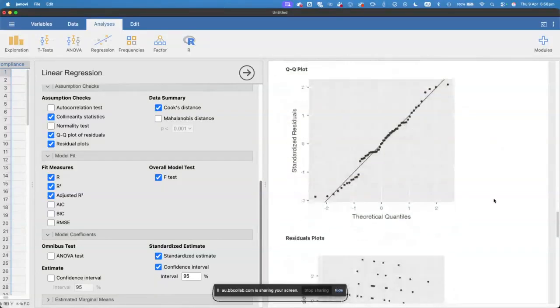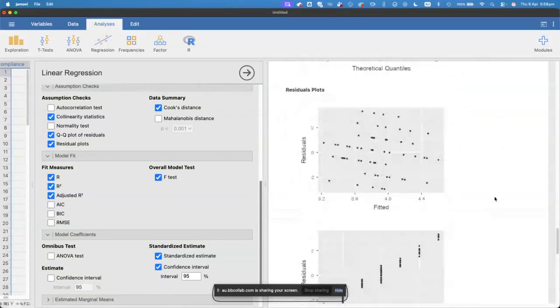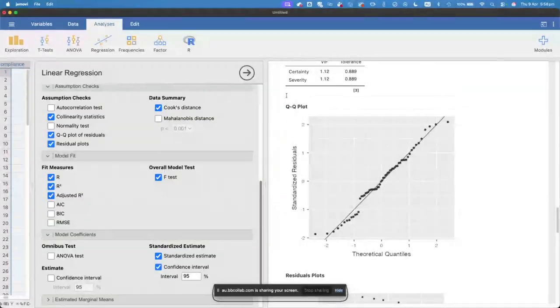So let's work through this step by step. Let's start with some of the assumptions, right? First, let's look at this QQ plot. Does anyone remember what the QQ plot is assessing? What assumption it's assessing?